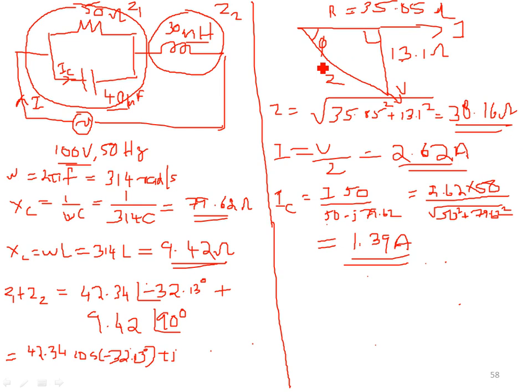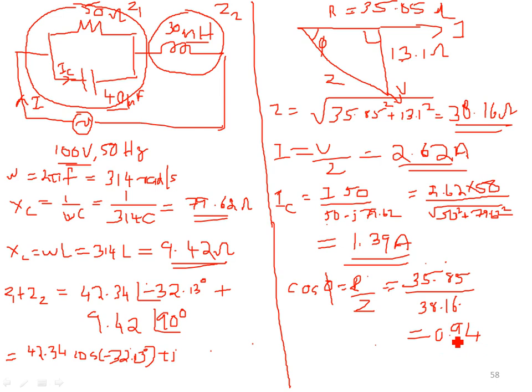So what is cos phi? Cos phi is basically R by Z. What is the resistance? It is 35.85 divided by what is impedance? 38.16. Okay. So answer is 35.85 divided by 38.16. It comes to 0.94. Now here you can see that current is leading voltage by an angle phi. Therefore power factor is also leading. The total power factor is leading.